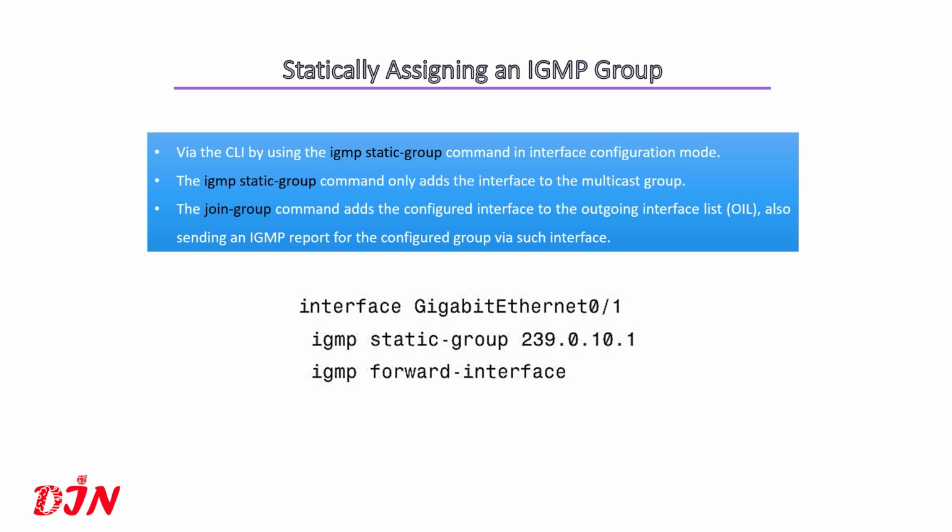The igmp static-group command only adds the interface to the multicast group. This is different from the join-group command. The join-group command adds the configured interface to the outgoing interface list, also sending an IGMP report for the configured group via such interface.